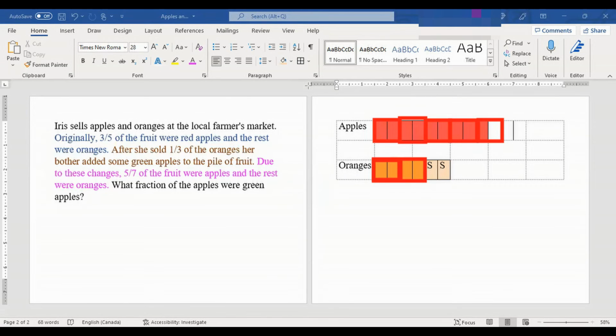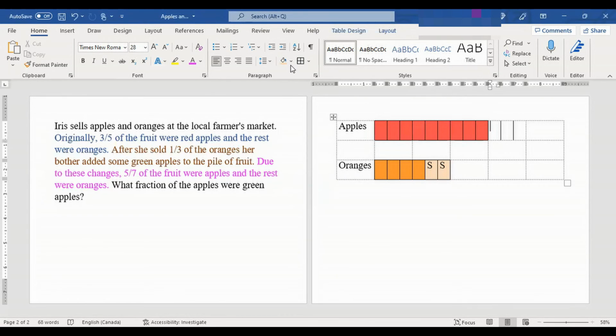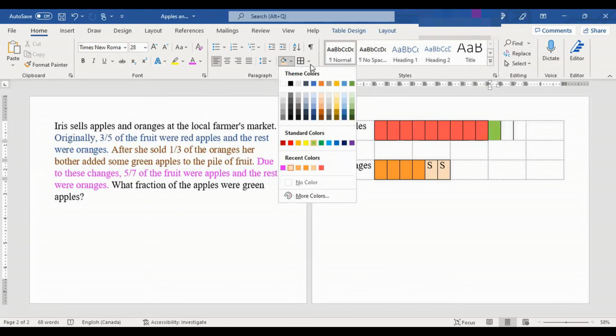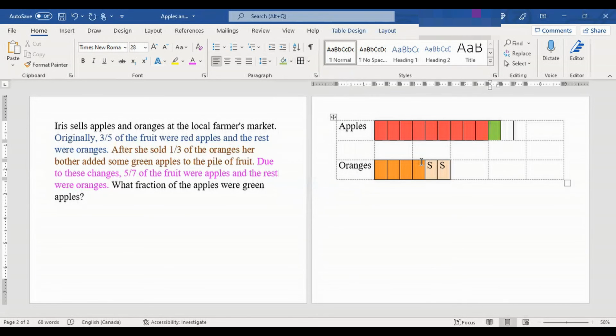As in the brown sentence, we figured out that her brother added some green apples to the pile of fruit, and we didn't know how many. But since the apples have to take up 5/7 of the total number of fruit, and they don't quite do that, the last sliver has to be taken up by the green apples. So we're going to make that green. Let's represent the green apples. Okay, now we're done with all the colored sentences.